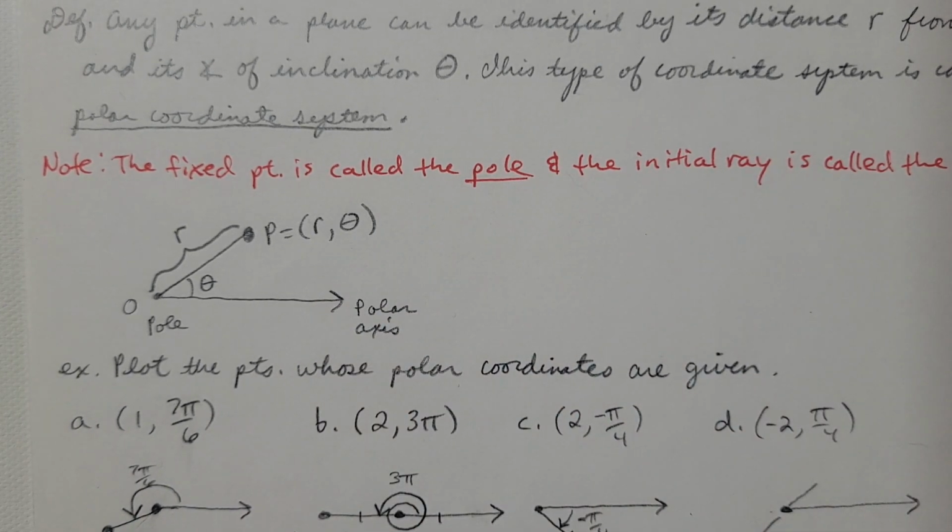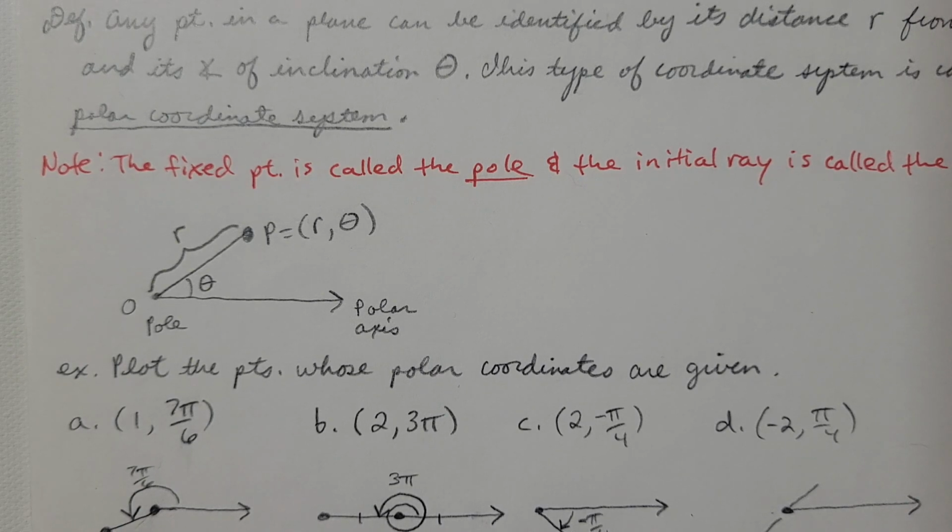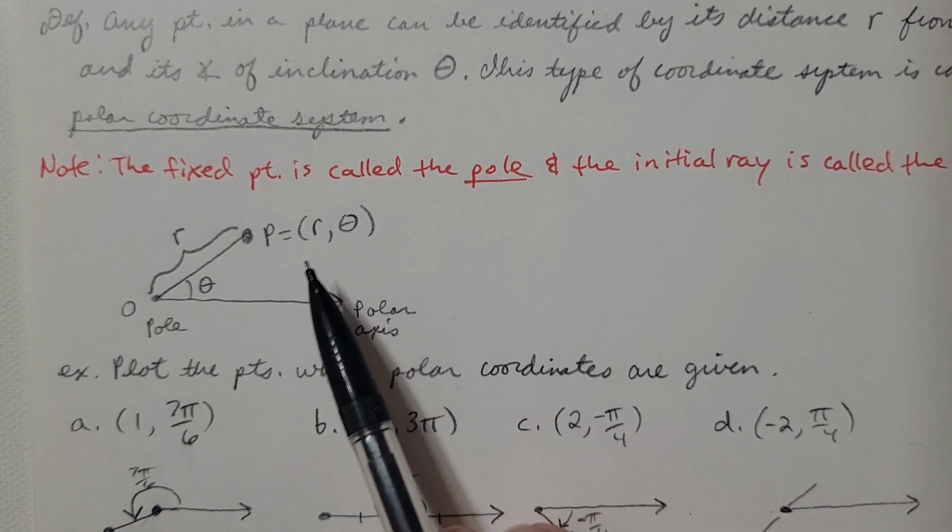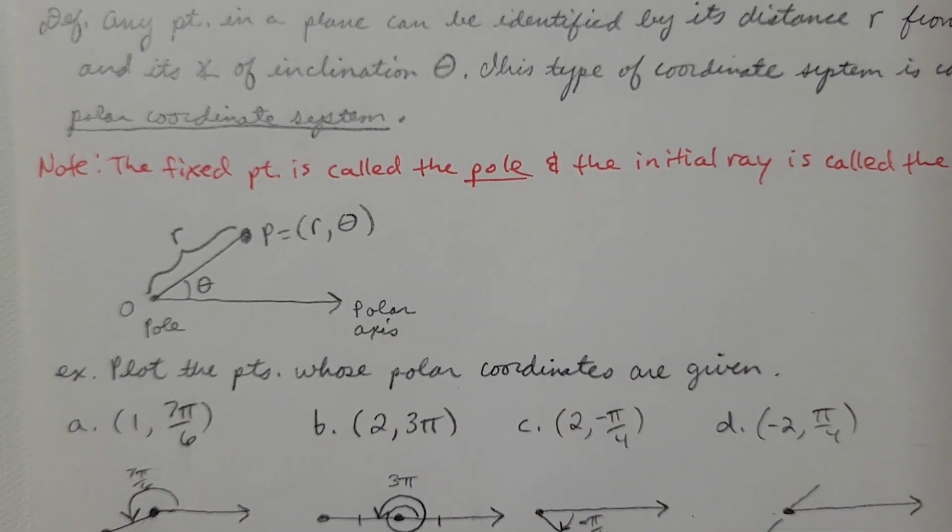Now, just like with Cartesian coordinates, order matters. So x has to be written first and y has to be written second. If you switch them, this doesn't mean the same thing, right? Same thing here with polar coordinates. So (r, theta), we don't write (theta, r), okay?